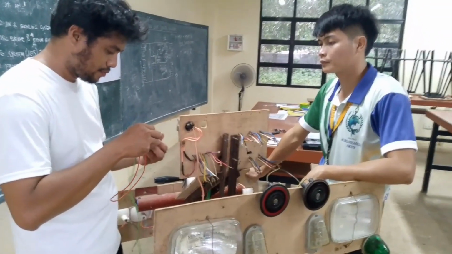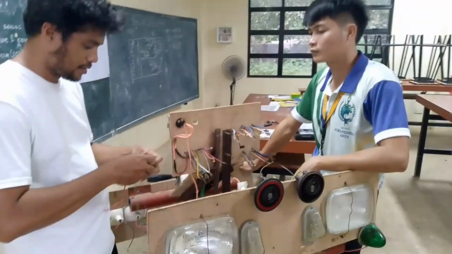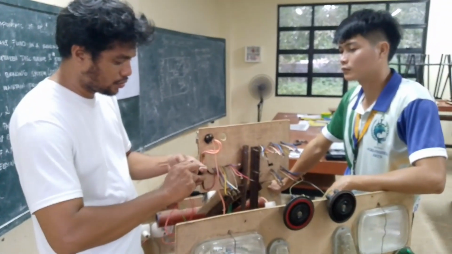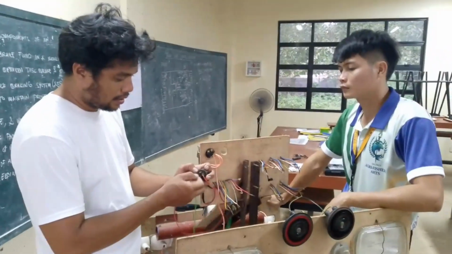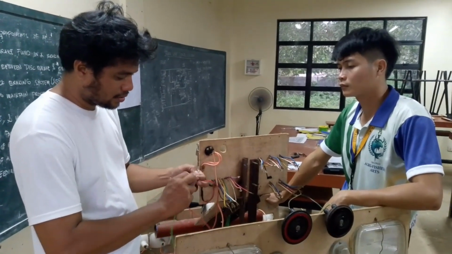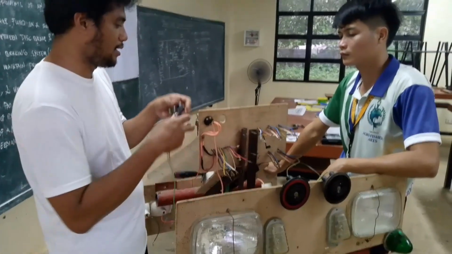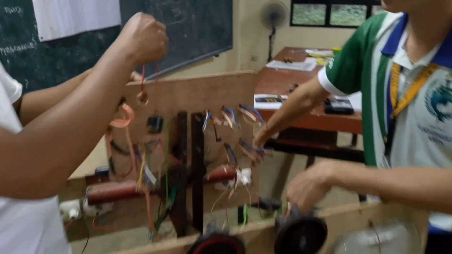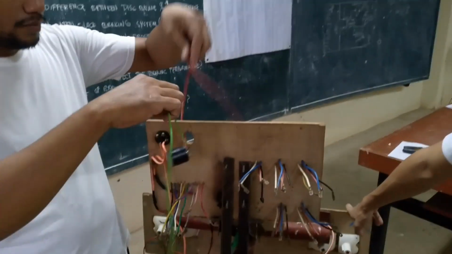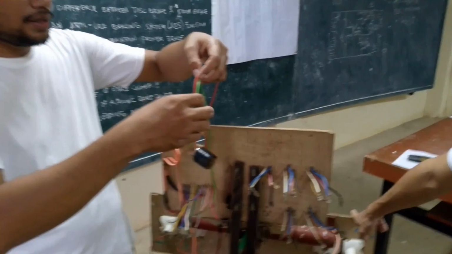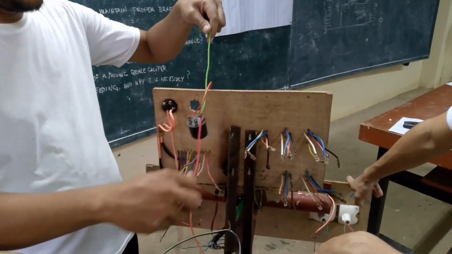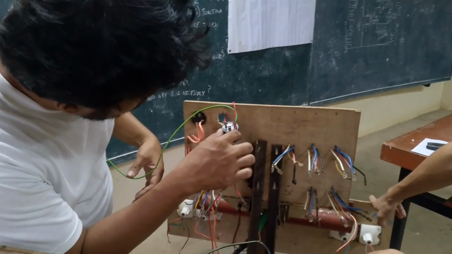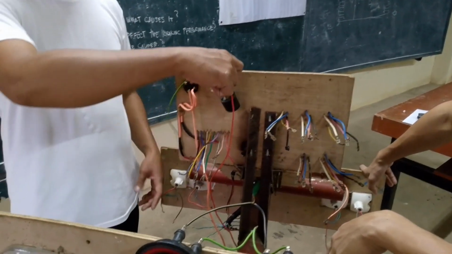L terminal. Okay, so make sure that the two terminals will not come close to each other. If they touch, it will short. Okay, so it is attached. Okay, it is fine. So the red is your X and L.